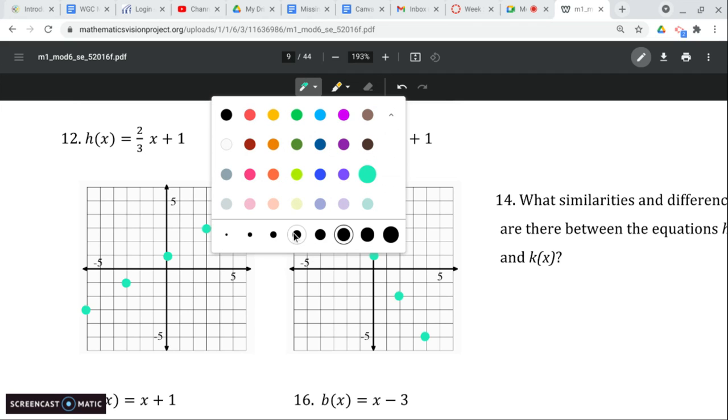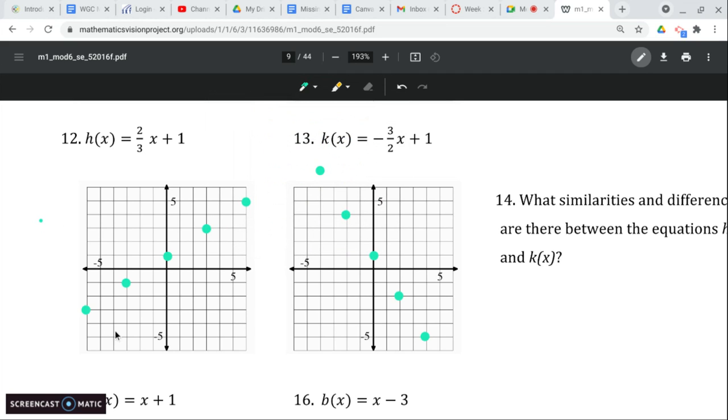All right, so now we're going to draw the line that goes between all of these. Hopefully I can draw it. So there would be our line for h of x, and this would be our line for k of x.